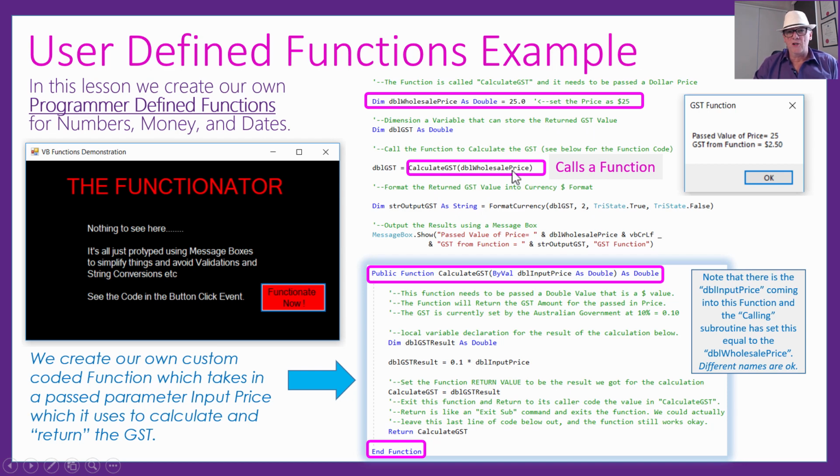If it was a built-in function, Visual Basic would do all the magic behind the scenes and we wouldn't even see it. If it's one you're writing yourself, like a custom one here in Australia to do sales tax, you have to write the function code yourself. Now notice that here it was called wholesale price. Coming into the function, it's called dblInputPrice. So these aren't usually the same name, all right?